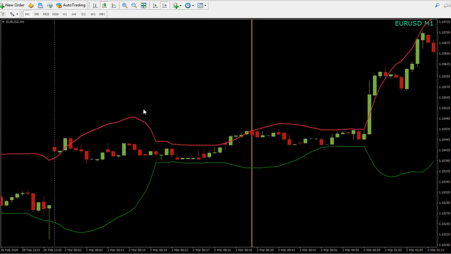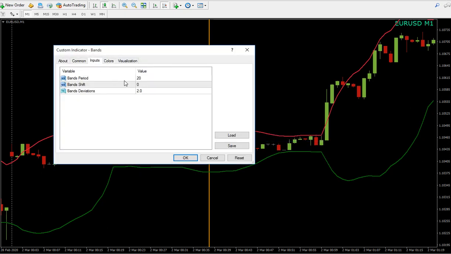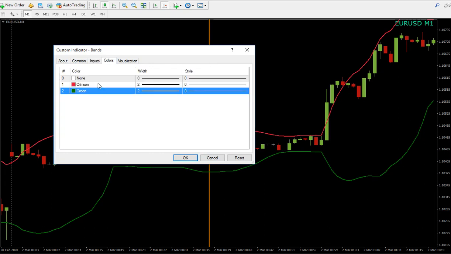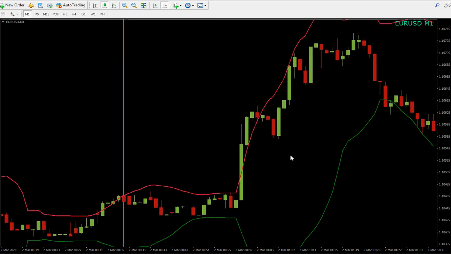Yes, on my charts, this is Euro USD 1 minute time frame. You could apply this to any other time frame of your choice. This is the ordinary Bollinger Band. I've just disabled the middle line, the 20 SMA. As you can see, this is simply set to the ordinary 20 with a deviation of 2. No big deal.